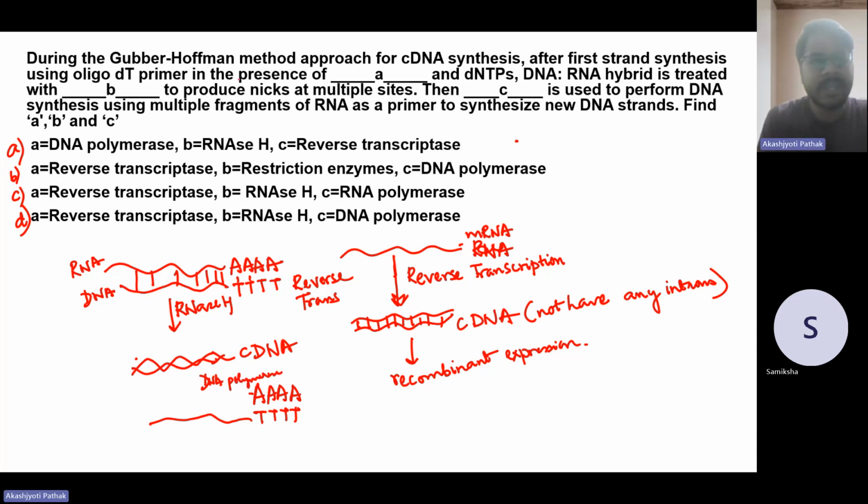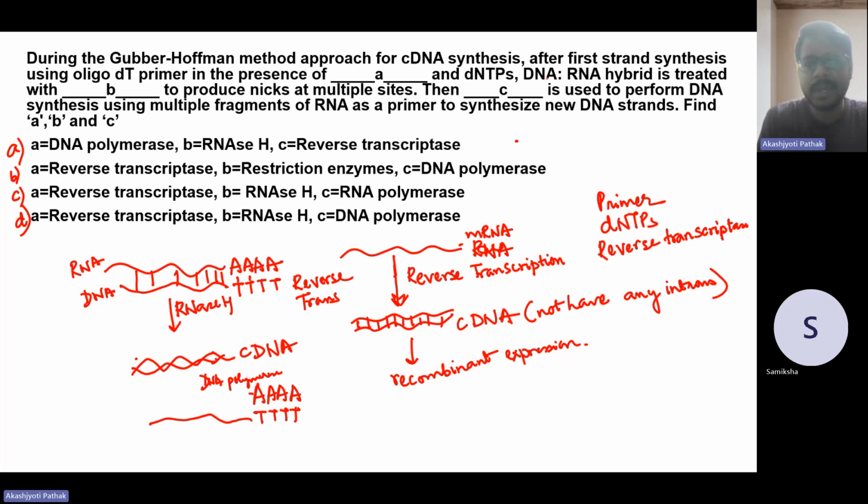Now read the question carefully. During this approach for cDNA synthesis, after the first strand synthesis using oligo-dT primer in the presence of dash and dNTPs, what do you require other than nucleotide triphosphates? What is the enzyme that you will be requiring? For the synthesis of the first strand, you will require primer, dNTPs, and reverse transcriptase. Why do you require reverse transcriptase? Because you are synthesizing a DNA from an RNA.